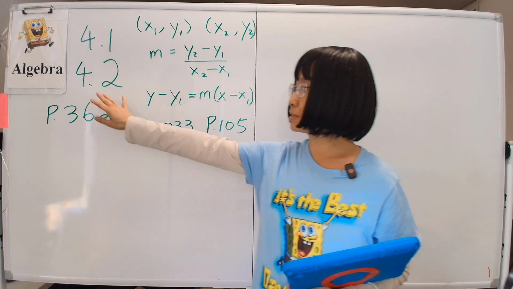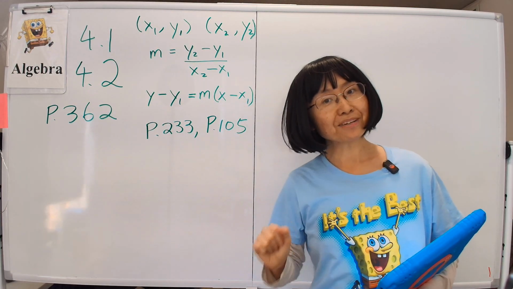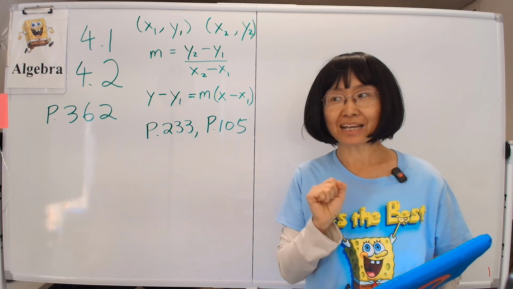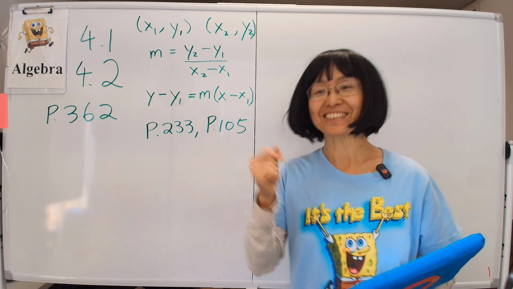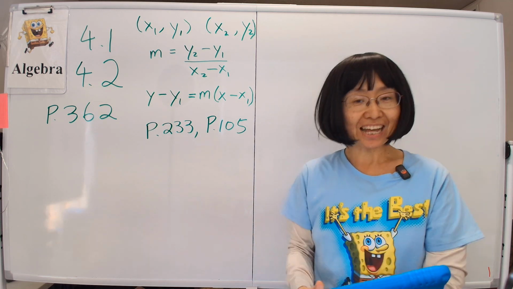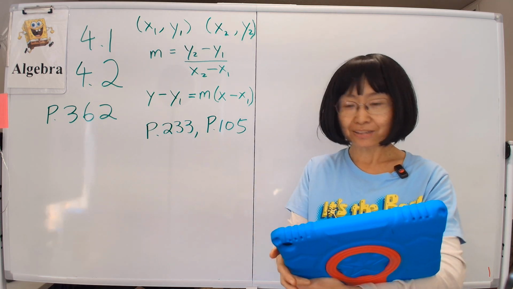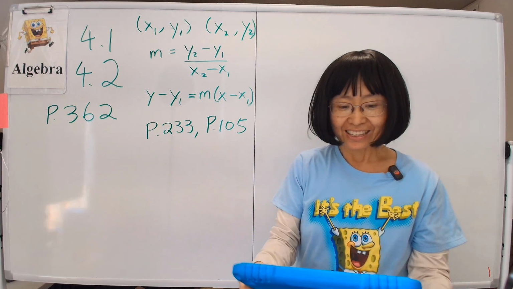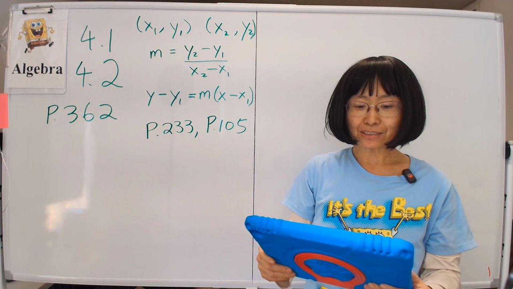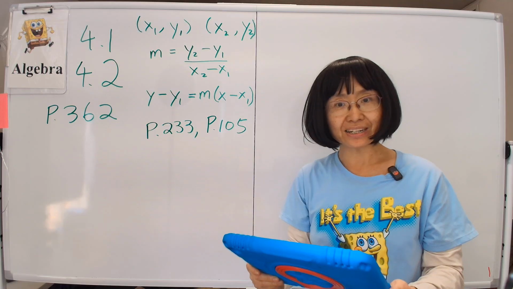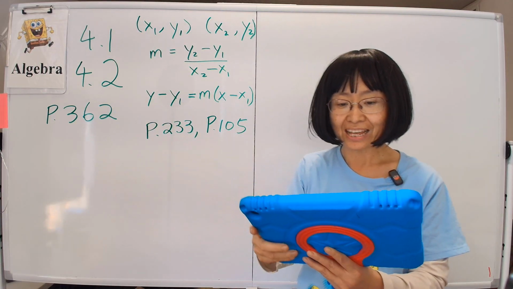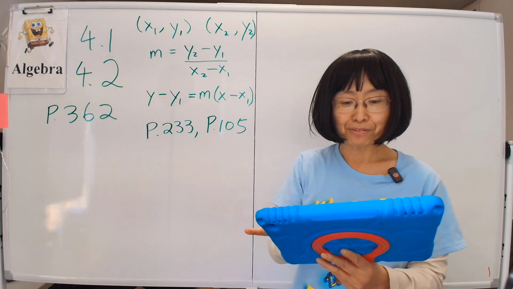Now, section 4.2 is called Modeling with Linear Functions. And what does that mean? It means what we used to call word problems. Yay! And so with that, let's go to page 362 and we'll look at example 1. A town's population has been growing linearly. That means we're going to use this equation, the linear equation, to model the town.